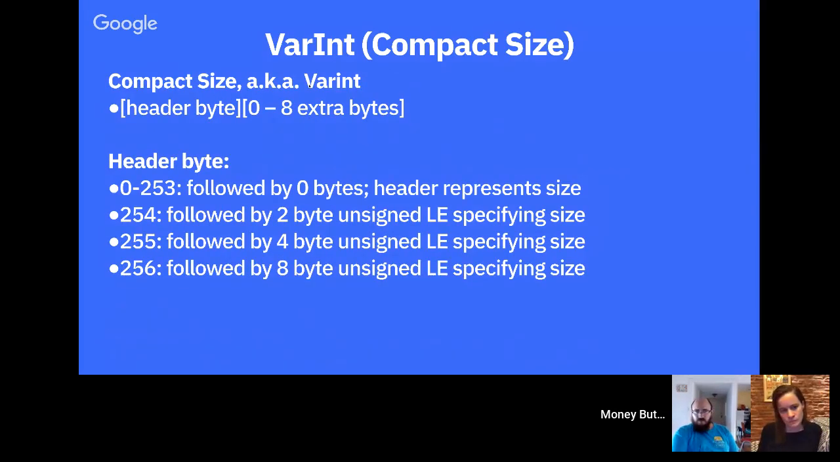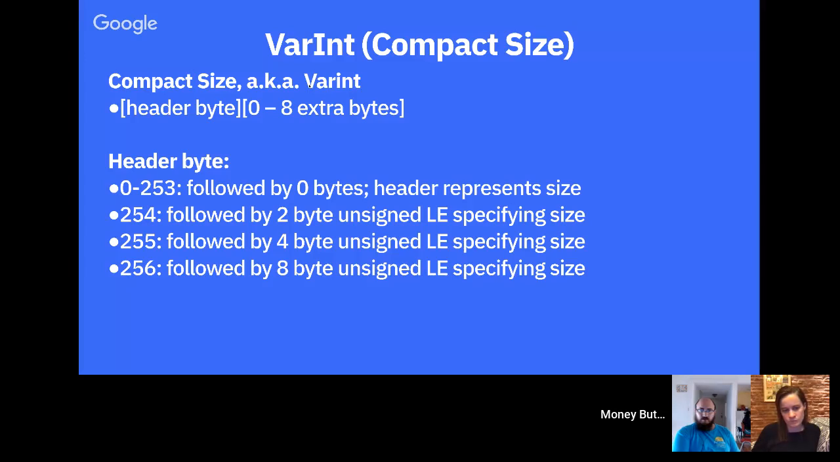The way this works is we have a header byte that says what is the length of the number itself, followed by either 0 bytes, in which case the first byte is the number, assuming it's small enough, or 2 bytes, in which case the following 2 bytes are interpreted as a Littleendian unsigned number, or 4 bytes of Littleendian, or 8 bytes of Littleendian. So basically we can have up to an 8-byte number, which is a huge number.